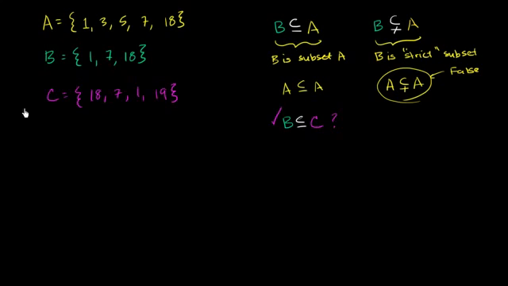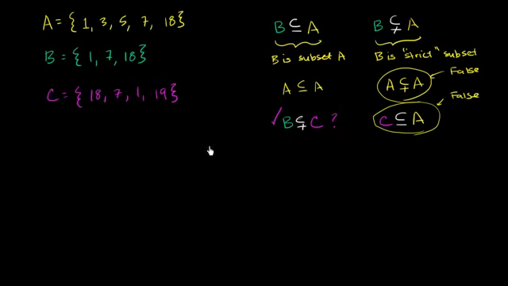Now, can we write that C is a subset of A? Let's see. Every element of C needs to be in A. So A has an 18, it has a 7, it has a 1, but it does not have a 19. So once again, this right over here is false. Now, we could write B as a subset of C, or we could even write that B is a strict subset of C.